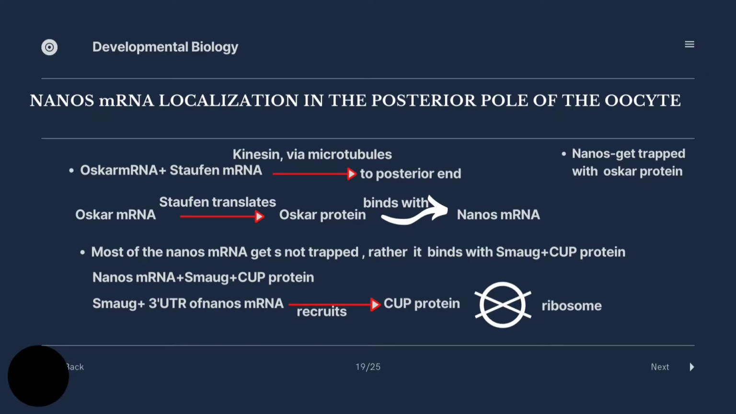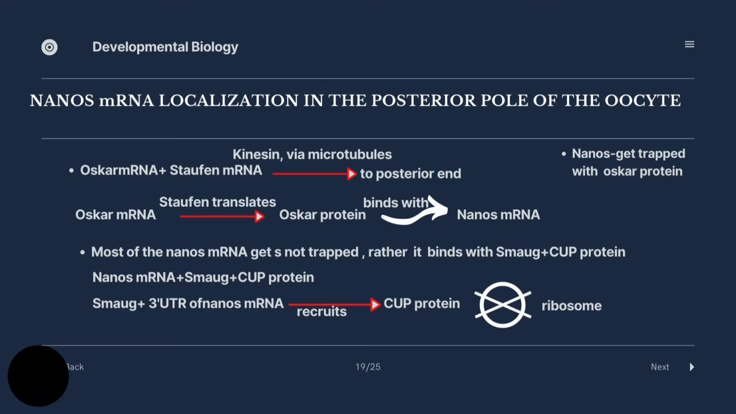But most of the nanos mRNA does not get trapped and reaches the posterior end. Rather, it binds with another protein called Smaug. What happens here is that the Smaug protein binds to the 3' UTR region of the nanos mRNA, and after binding, the Smaug protein recruits another protein called Cup protein.